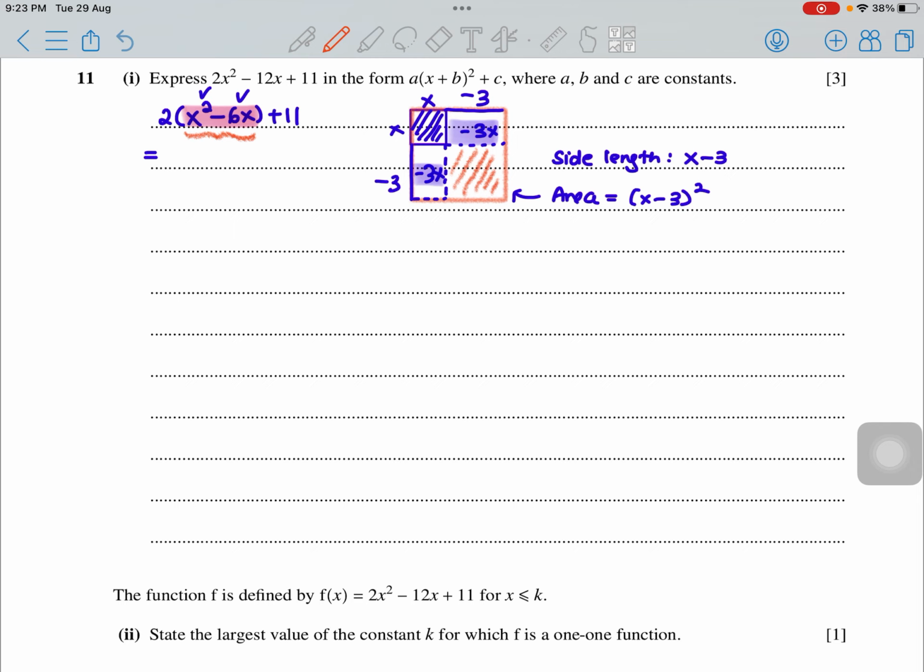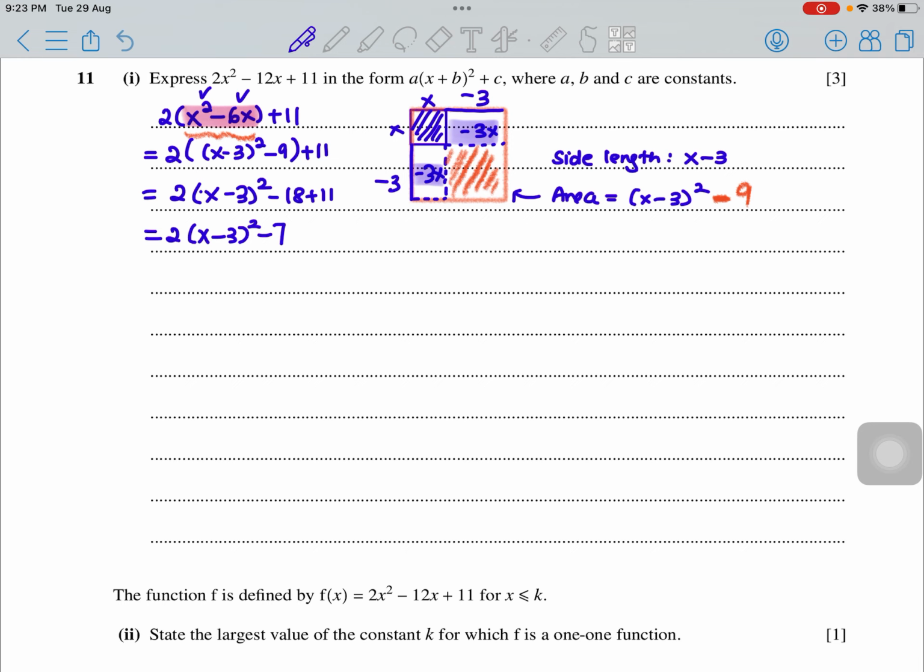Do I have that redundant portion here? No. So what you have to do, you have to eliminate that. Eliminate is a minus. And what is the area of the orange? 9. Okay, so that's what I'm going to write into the bracket. It's x minus 3 squared minus 9 plus 11, minus 18 plus 11, and that's it, we are done.